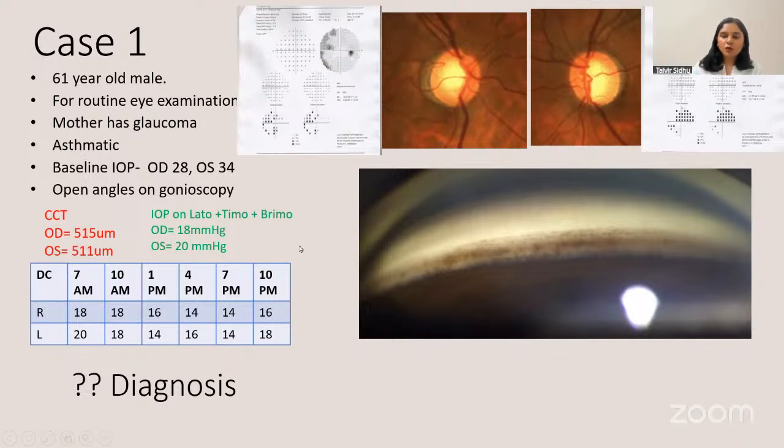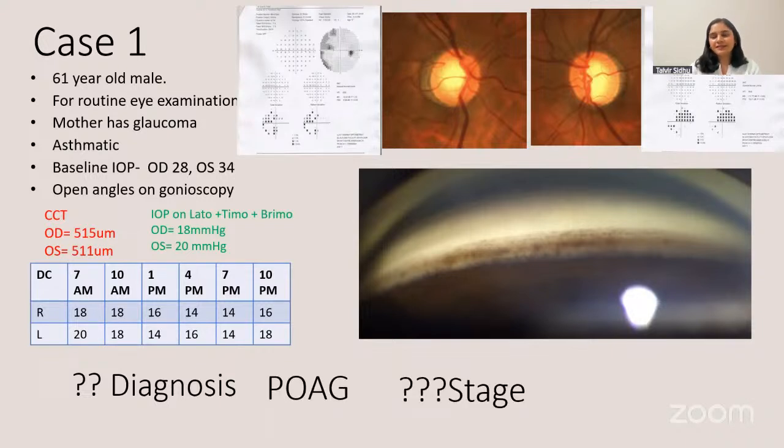So what would you say the diagnosis of this patient is? So we have a 61-year-old, we have higher baseline IOPs. The patient has open angles and there is definitive glaucoma on optic disc and visual fields. So what is the diagnosis, ma'am? This could be primary open angle. Yes. So this is primary open angle glaucoma, right?